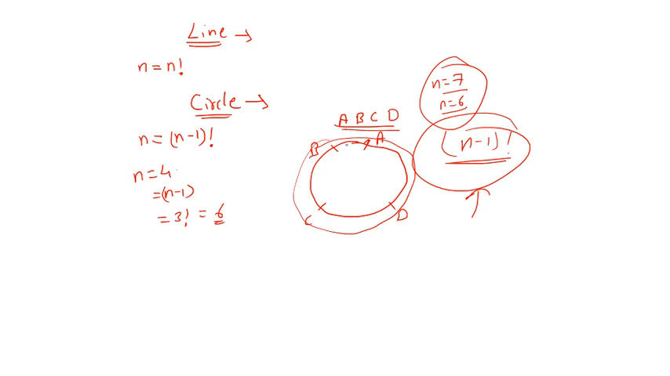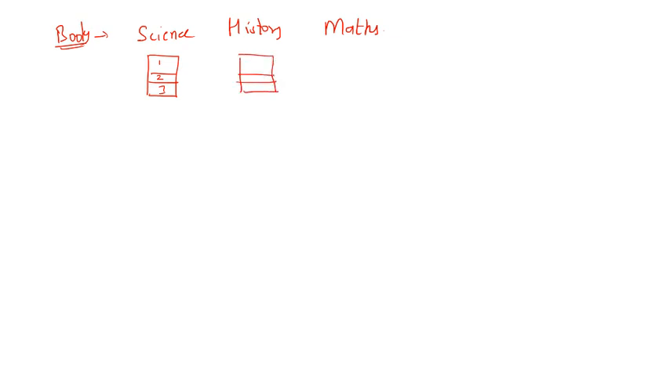If you understand this, what are the types of questions asked in your NDA examination? Suppose there are some books: science, history and maths. Here I have 1, 2 and 3, three science books. Here I have 1, 2, 3, 4, four history books, I'll write here. And here I have 1 and 2.